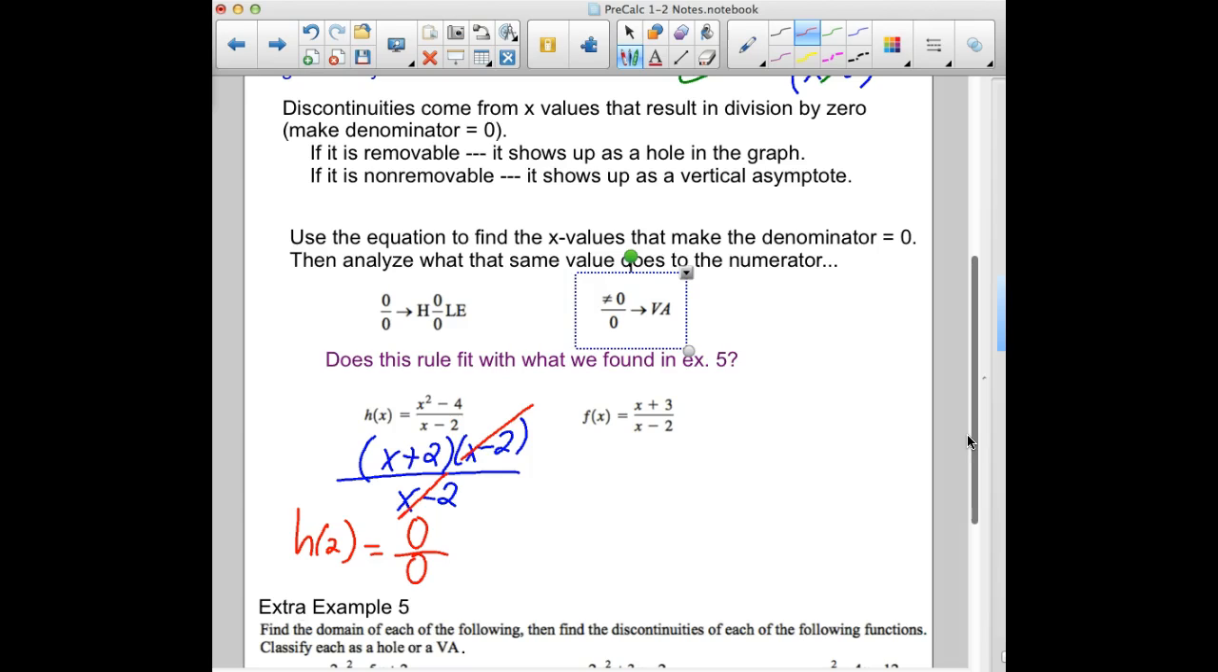If we do the same thing over here and evaluate it at 2, our denominator is 0, which is why we had the issue in the first place. But what do we get for our numerator? We get a 5. So 5 divided by 0, again, we can't divide by 0, but this would indicate a vertical asymptote.